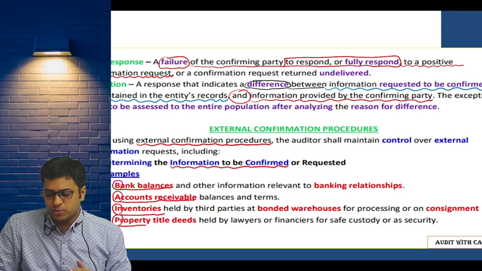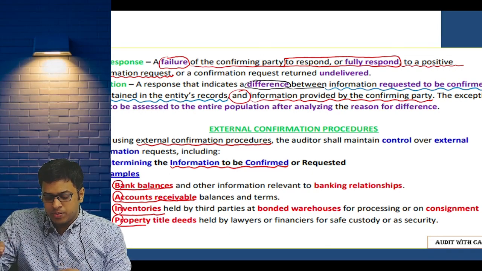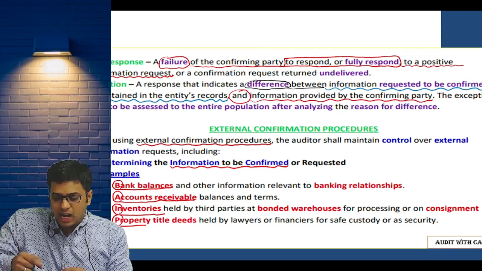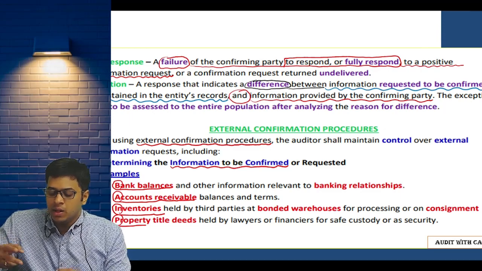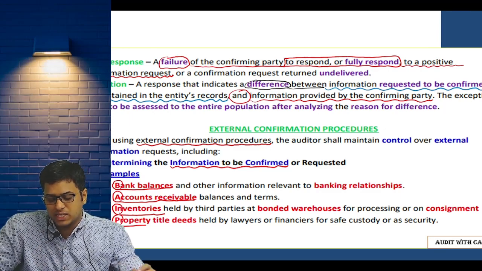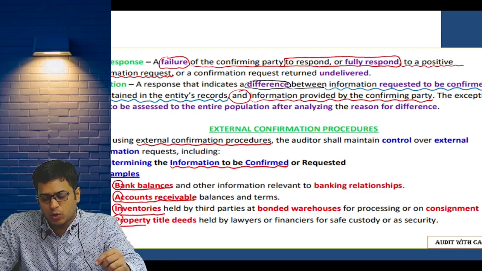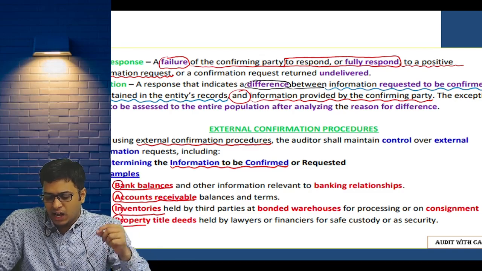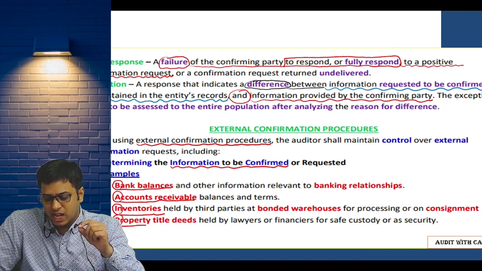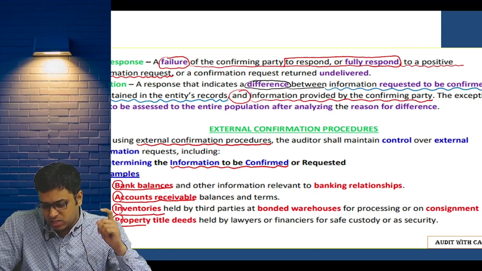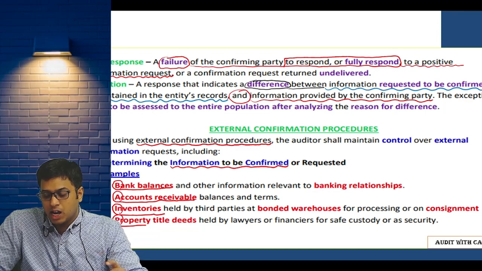See what is written here. Difference between information requested to be confirmed or contained in the entity's records and information provided by the confirming party. The difference between these two is called exception. If you get an exception in one of the transactions, you will doubt that exception is there everywhere, and in that case, you will assess the entire population regarding that difference. So you will feel that there could be errors everywhere.